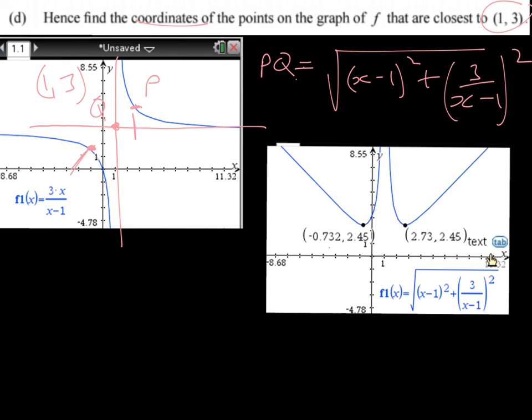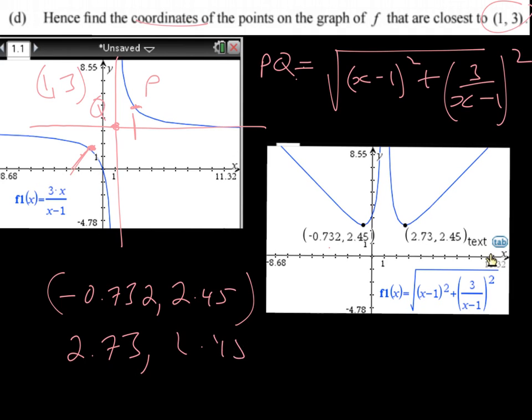And remember that we are asked for the coordinates, so you need to give both sets of points. So negative 0.732, 2.45, and 2.73, 2.45.